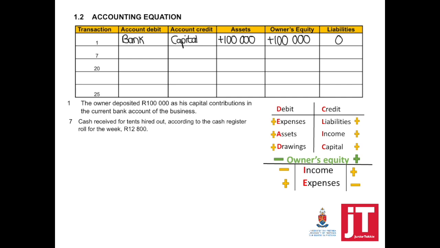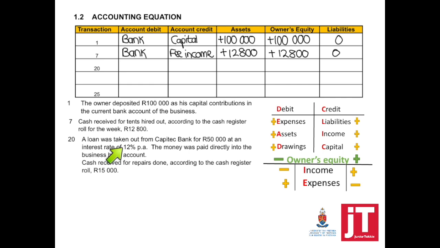Day 7. Cash received for 10 hired out according to the cash register roll for the week, 12,800. From the cash receipts journal, bank is always debited, the rest is credited. That means fee income is going to be credited. Bank is an asset, which means it will be debited, plus. Fee income is an income, which will increase, which will have a positive effect on the owner's equity. Nothing happened with liabilities.